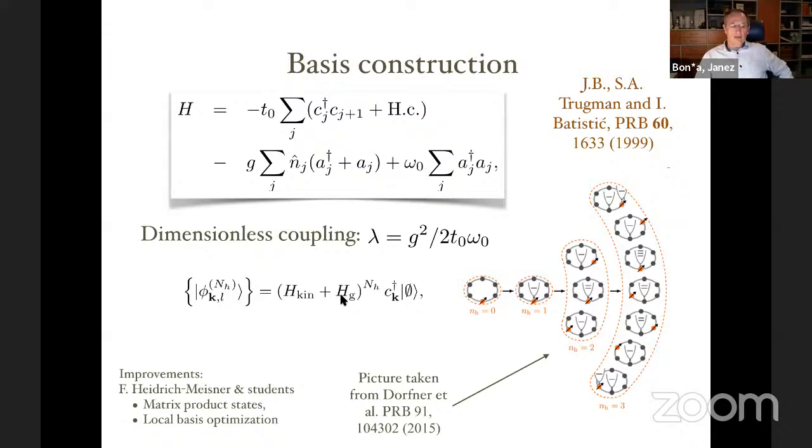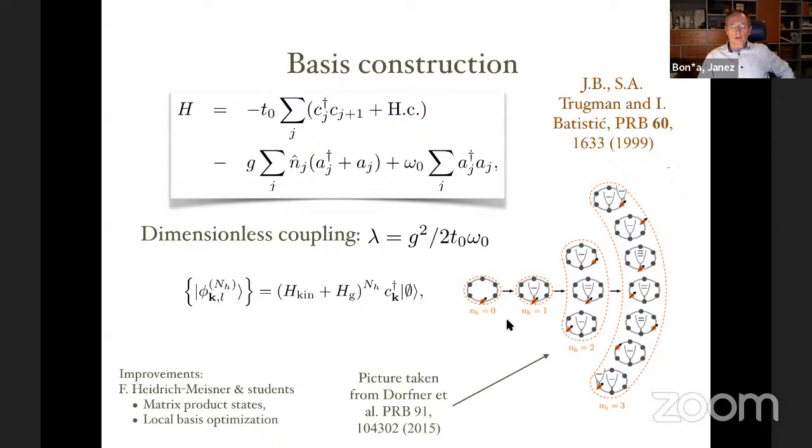So the method works like this: you start with a free electron in a translation invariant state. So this is just one state, right? If you take into account translation invariance, this can be just one state, an electron at some position. And then you act with the two off-diagonal parts of the Hamiltonian on this state, right?